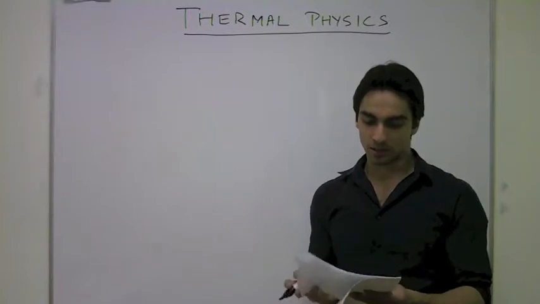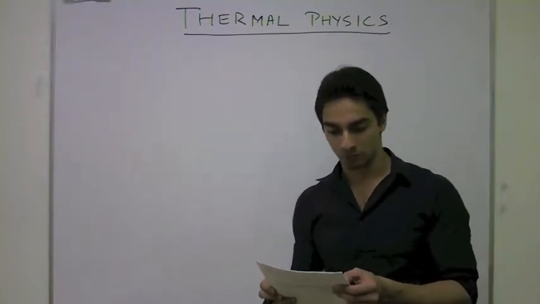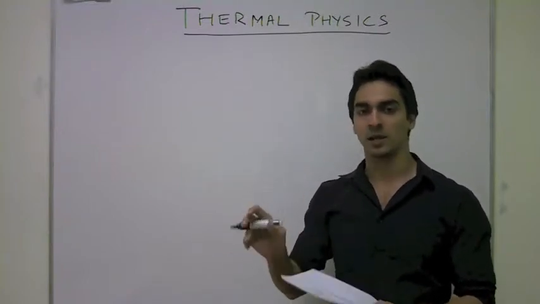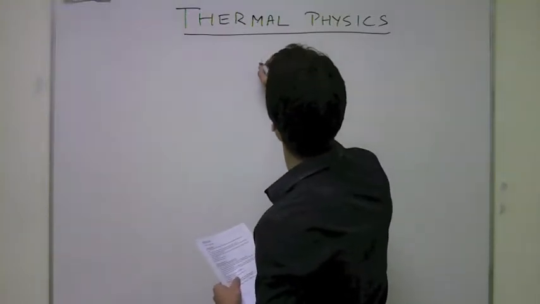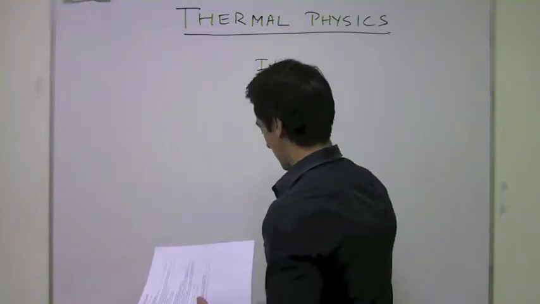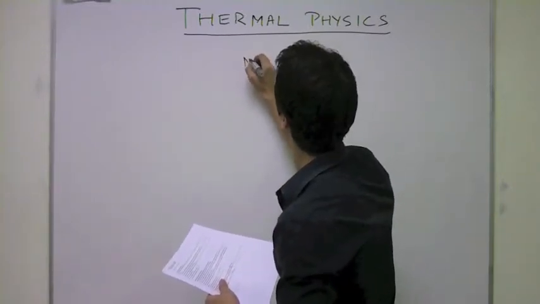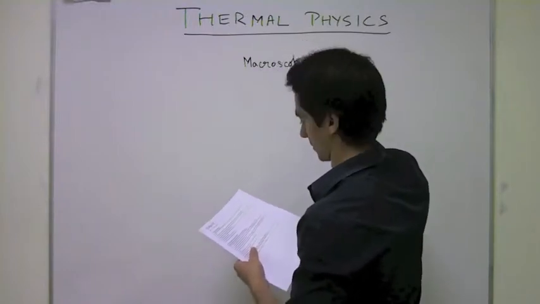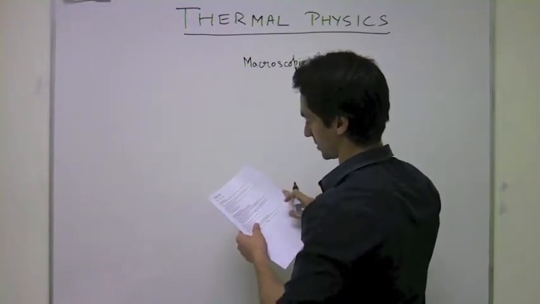Now, the thing that you need to pay most attention to are 3.1.3 and 3.1.4, the concepts of internal energy, temperature, and thermal energy. So, let's start off with internal energy. So, you want to tell them what internal energy is. By the way, internal energy, temperature, and thermal energy are called macroscopic properties.